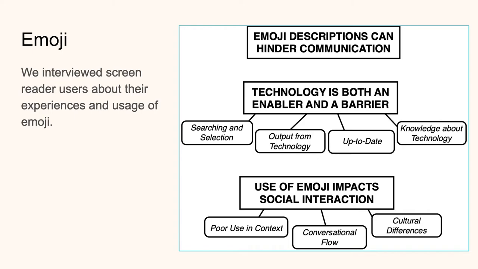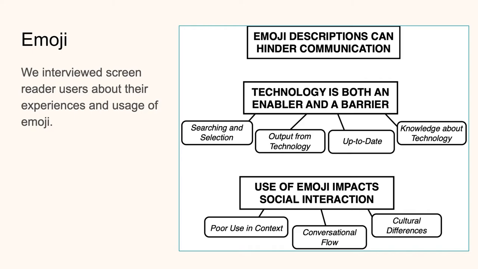Emoji descriptions can hinder communication just because of a lack of understanding of what it is that person's trying to tell me. So if someone's using an emoji and they can see that it is laughing face with crying eyes, what does a laughing face with crying eyes mean to someone who's blind? I can't see if that's a traumatic experience face or a happy experience face or whatever it is. So the descriptions are not always completely accurate.